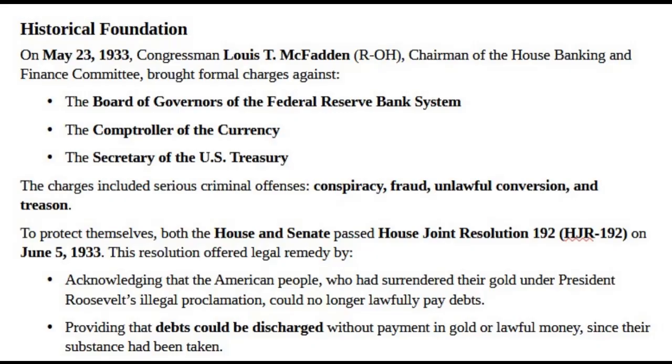To protect themselves, both the House and Senate passed House Joint Resolution 192, HJR 192, on June 5, 1933. This resolution offered legal remedy by acknowledging that the American people, who had surrendered their gold under President Roosevelt's illegal proclamation, could no longer lawfully pay debts, providing that debts could be discharged without payment in gold or lawful money, since their substance had been taken.